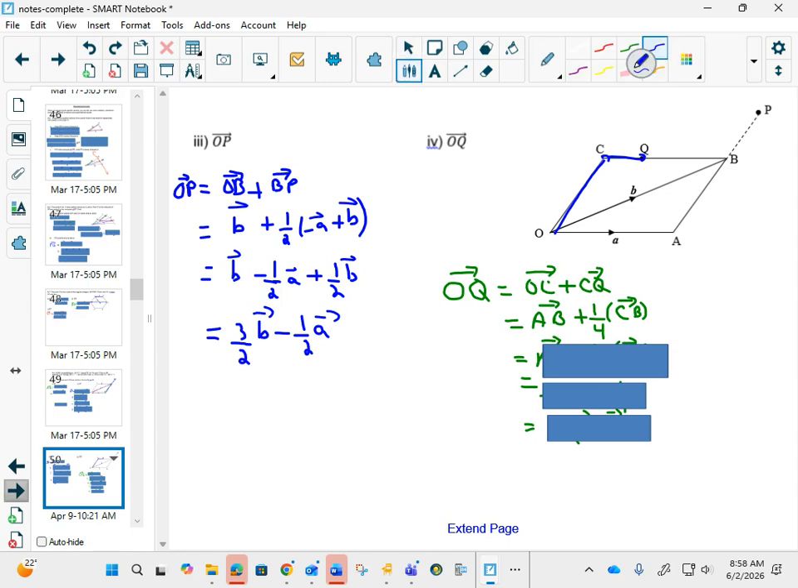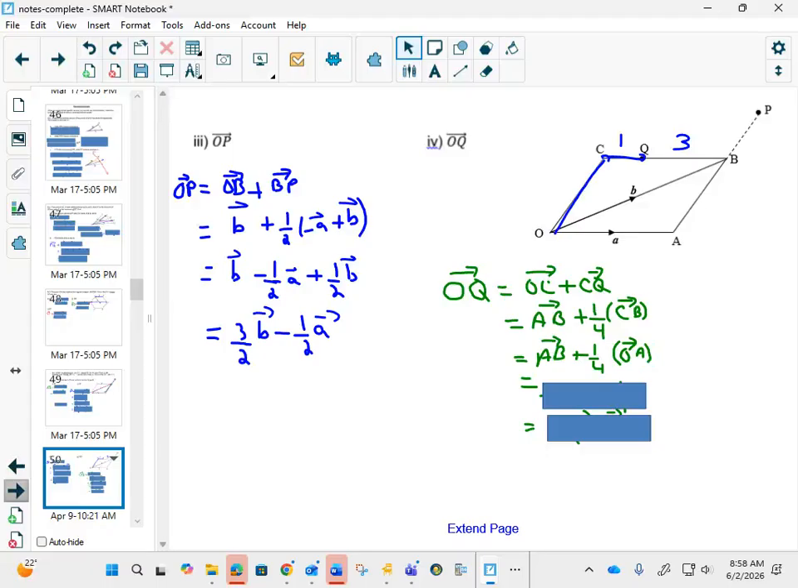And because this ratio was 1 to 3, C to Q would be 1/4 of the way from C to B. And C to B is the same as O to A. So now what we started with is saying going from O to Q, pretty obvious to see. I can go from O to C and then go from C to Q. Now it's turned into, O to Q should be going from A to B and then going 1/4 of O to A.